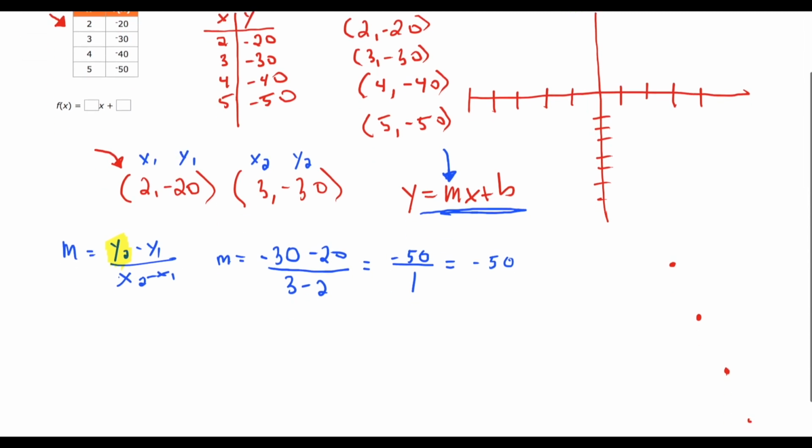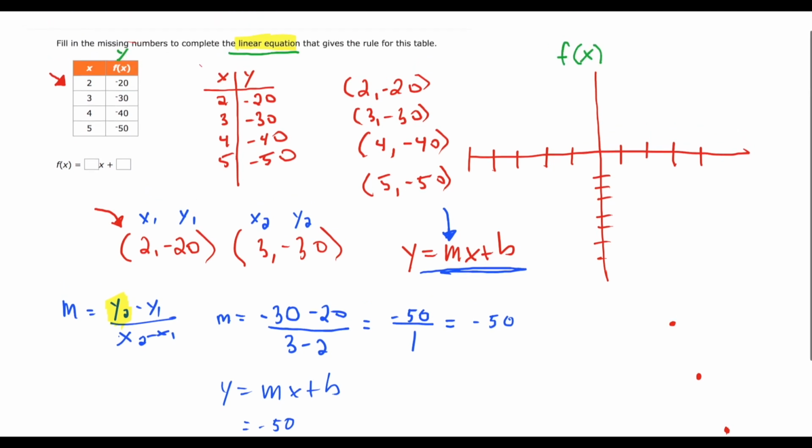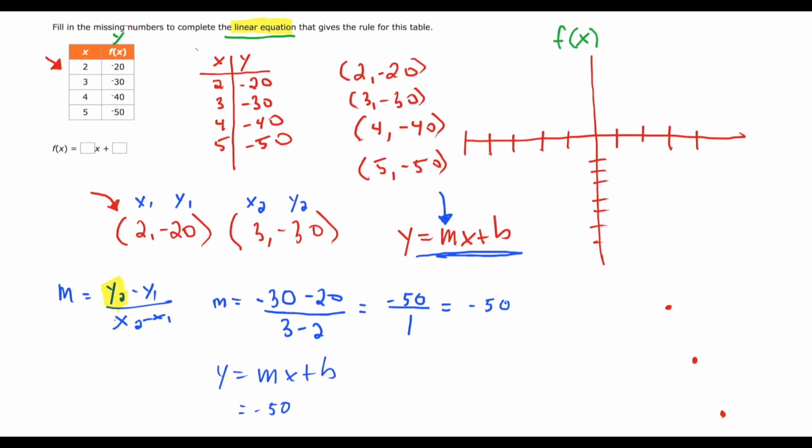Good. So now, when we have y equals mx plus b, we can actually plug in the m, which is negative 50, right? And then we can plug in an x and a y that exists on that line. Do we know an x and a y, like an x and then the y it goes with, on any point on that line? We need to find b. So we need to find this guy.